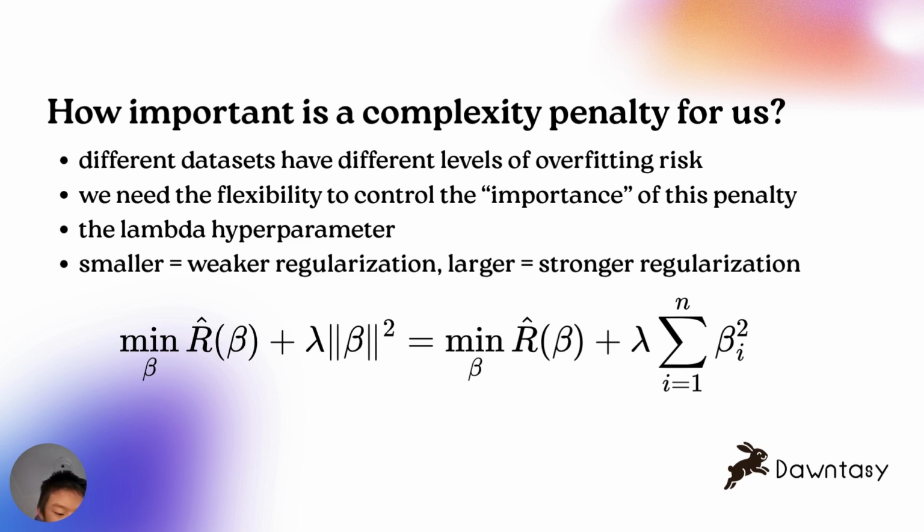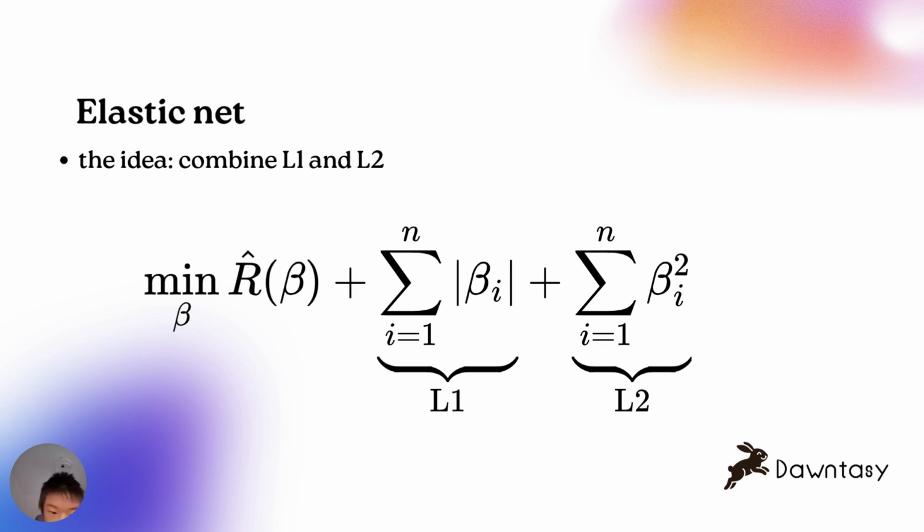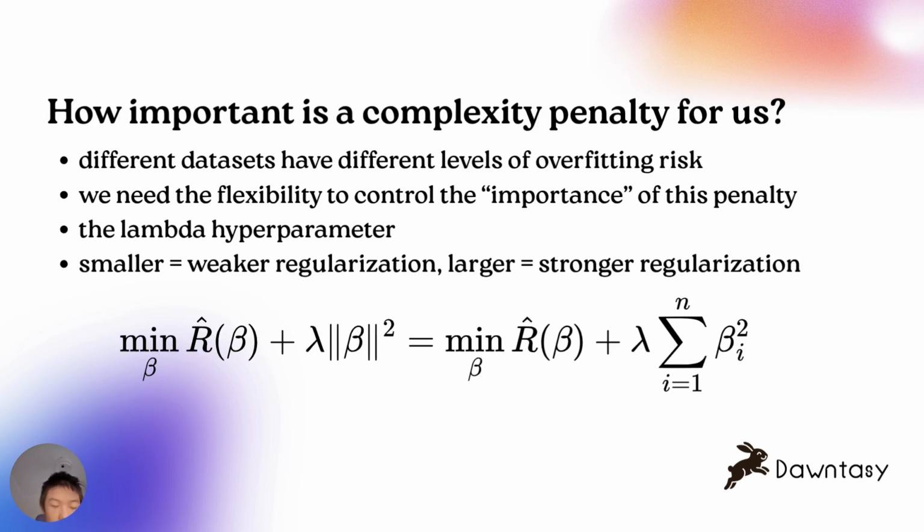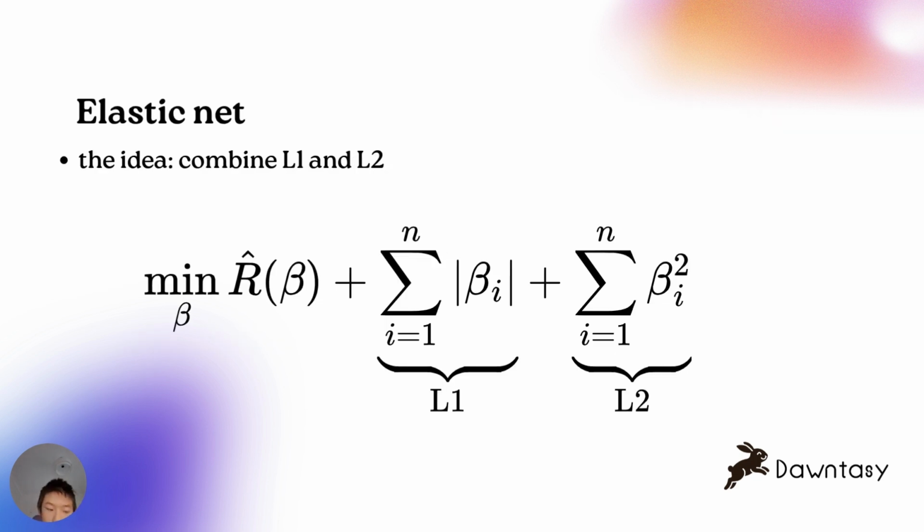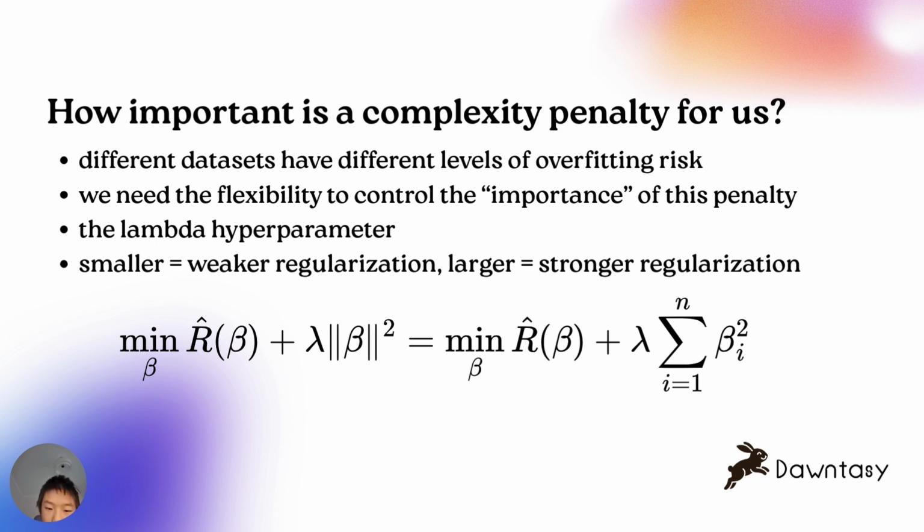Okay, we've defined the core notion of reducing complexity. But how important is this complexity penalty for us? We know that different data sets have different levels of overfitting risk. If we just have a static term, we want the flexibility to control how important or how necessary this complexity factor is in each case. Right now the risk and the complexity term are equally weighted. But what if it's not as important? What if the overfitting problem isn't as significant in one specific data set as in another?